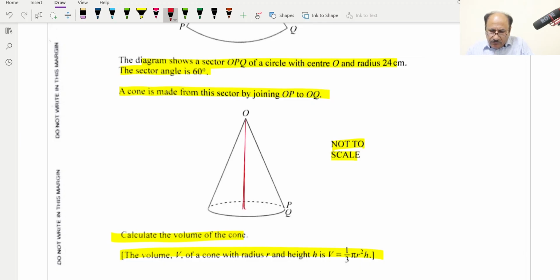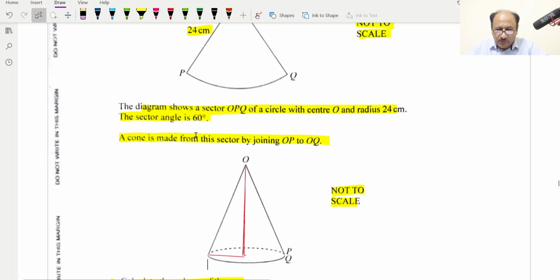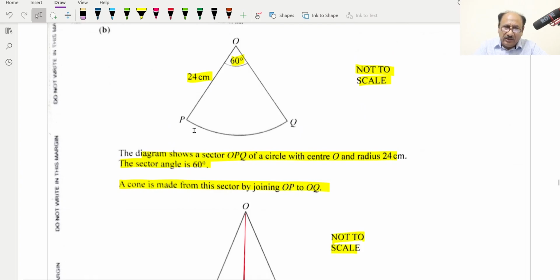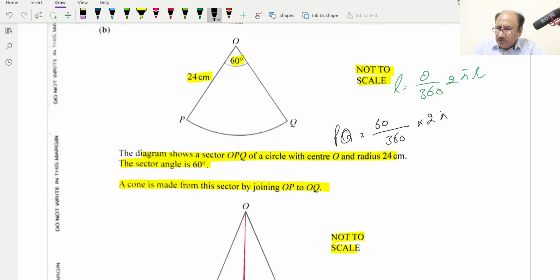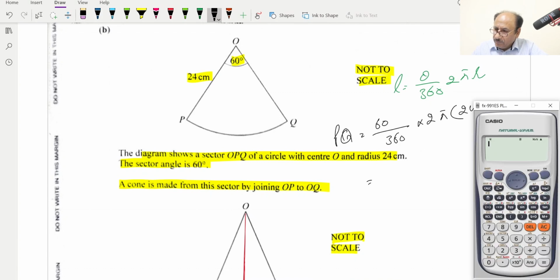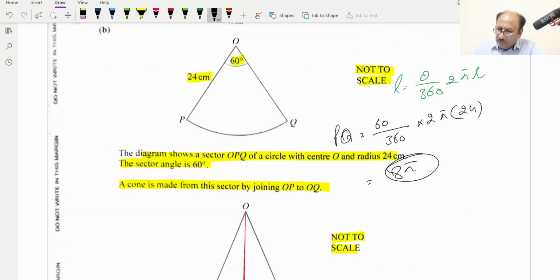We will draw this one. We will find the perpendicular height, because h is required. This one we can calculate over here. This side is 24, so we can find the arc length PQ. The formula for length is theta over 360 into 2 pi r. So it will be 60 over 360 into 2 pi into radius 24, and this will be equal to 8 pi. So length will be 8 pi. So this one is done.